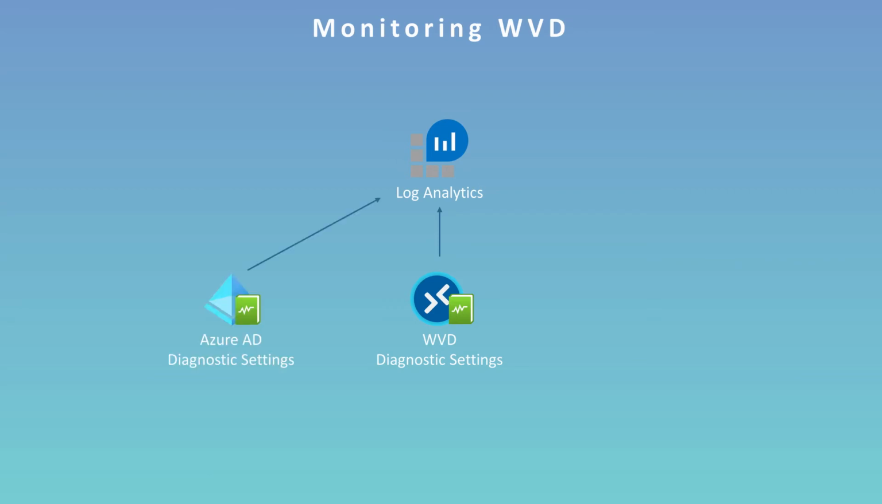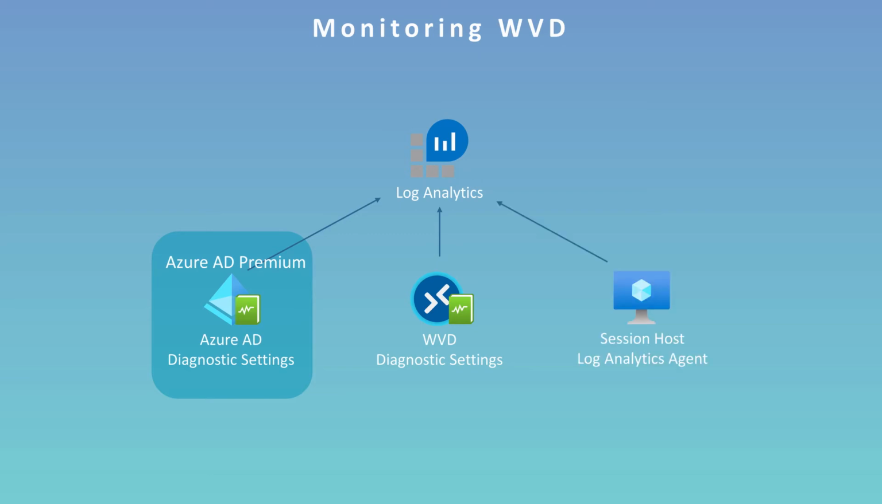We also send sign-in activity from Azure AD to Log Analytics. Sign-in activity is only available if Azure AD Premium P1 or P2 is in place. This step can be skipped if you don't have Azure AD Premium. There's a heat map that won't show data, but the rest of the solution will work fine. The solution needs to gather performance information from the session host, things like CPU, disk, and memory utilization.